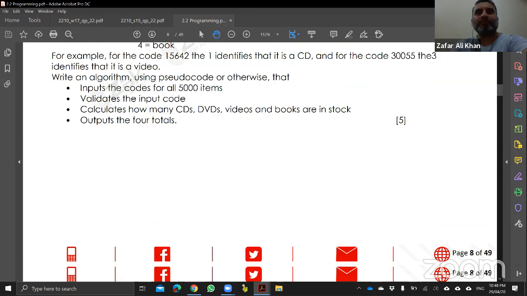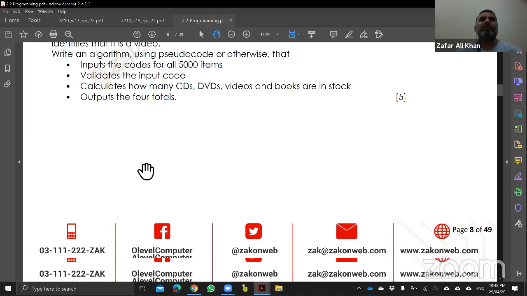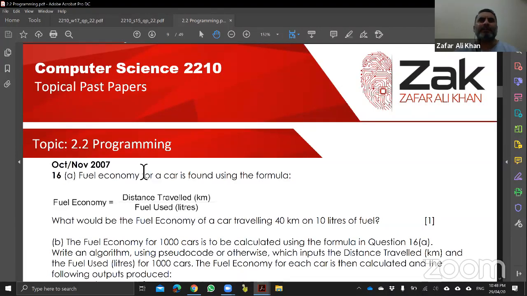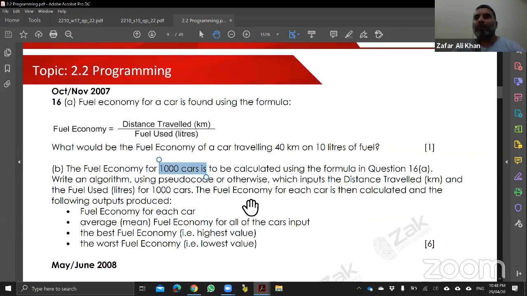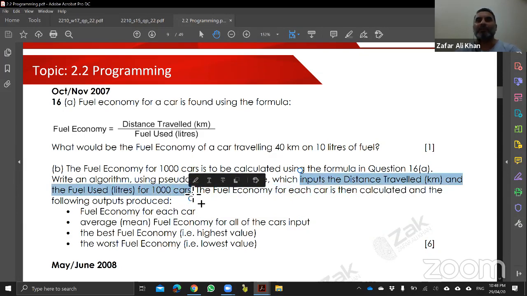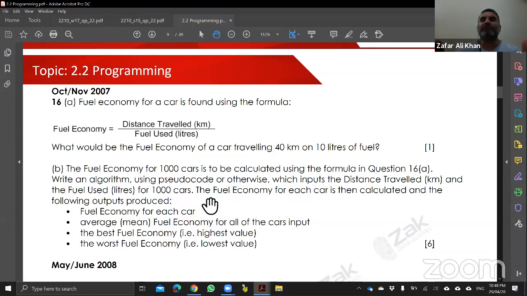Then we have this question from October, November 2007. It says that the fuel economy for 1,000 cars is to be calculated, and the fuel economy for each car is then calculated. So input the distance traveled and fuel used for 1,000 cars. So this 1,000 tells us this is format 1, or simple for next loop.